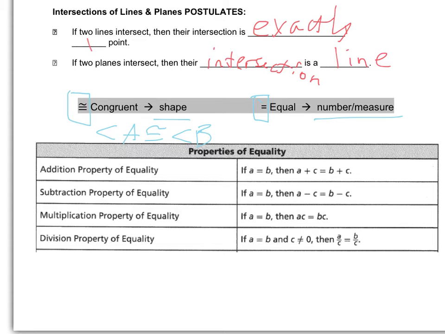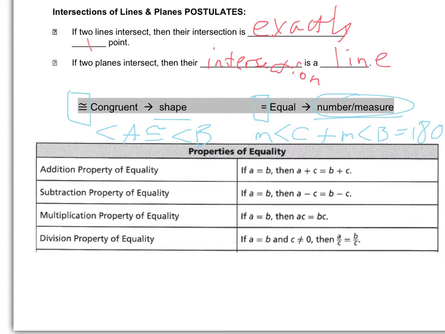For instance, you might have noticed that when we said the measure of angle C plus the measure of angle B equals 180, we use equal, not congruent, because we're saying that the measures of those two angles is equal to 180. Again, talking about number measure.